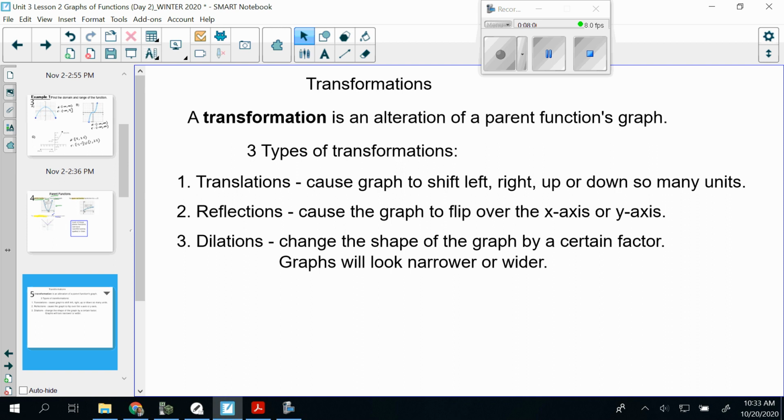Transformations, that's changing it. The three main ones we're going to look at today. Translations, that's sliding it or shifting it left, right, up, or down. Reflections, that's going to be a flip over either the x or y axis. And then dilations, that's changing it, either making it narrower or wider in shape. So same shape, but narrower or wider.